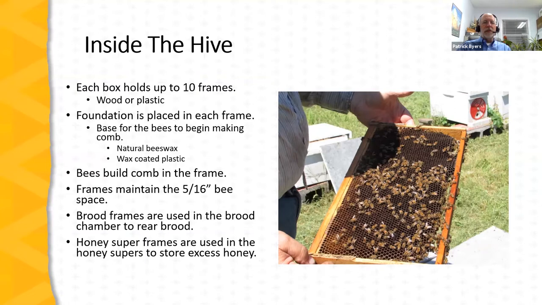The frames are designed in such a way that they maintain the bee space when they're adjacent to each other within the box, be it a honey super or the brood box. Brood frames are used in the brood chamber, and honey frames are used in the honey supers.